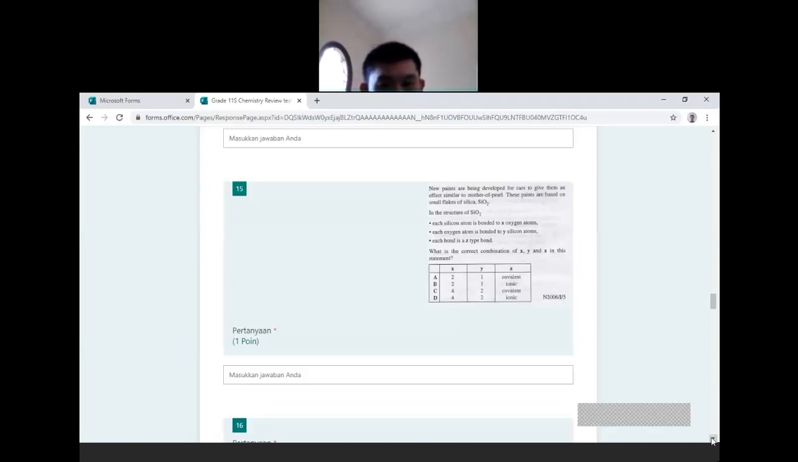And then each oxygen is bonded to Y silicon atoms, because the formula is SiO2. Therefore, each silicon is bonded to two oxygen atoms, and then each oxygen is bonded to... Oh, sorry. Each silicon is bonded to four oxygen atoms.